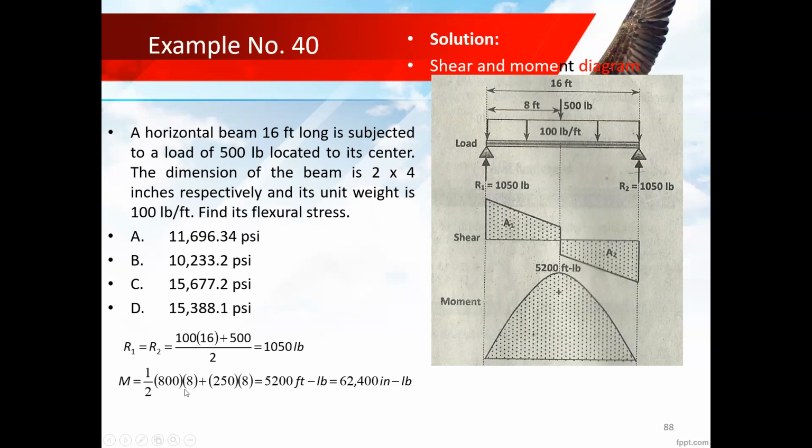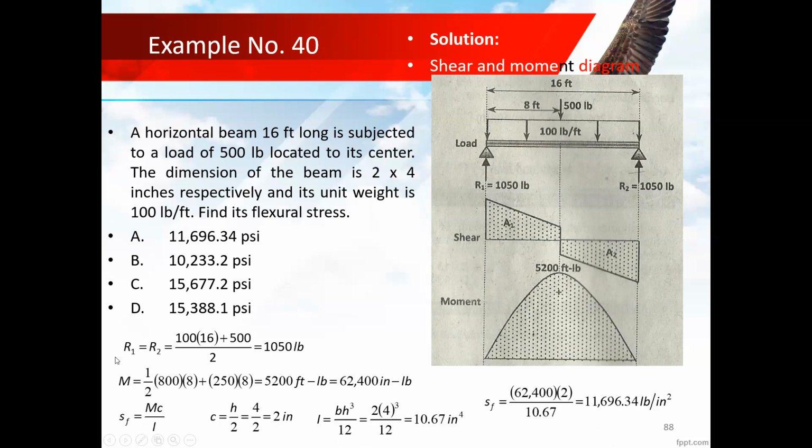So 1/2 of ito. Kung ano mo siya, ito is 250. Kalahati yan, di ba? 250. So this rest sa taas is 1050 minus 250 is 800. So kaya yung 800 triangle siya, 1/2 of 800 times 8. Yan. Plus 250, itong taas na 250 times 8. So this is 5200 foot-pounds or 62,400 inch-pounds.